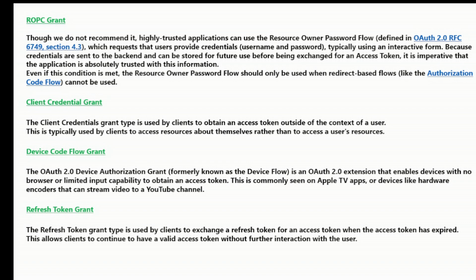Then we have refresh token grant. The refresh token grant is used by clients to exchange a refresh token for an access token when the access token is expired. So if your access token is expiring, you can use the refresh token to get a new access token. This allows clients to continue to have a valid access token without further interaction with the user. So user interaction is not there, and you get a valid access token with the help of the refresh token grant. This is all about this section, and I hope you understand. Let's jump to the next sections.